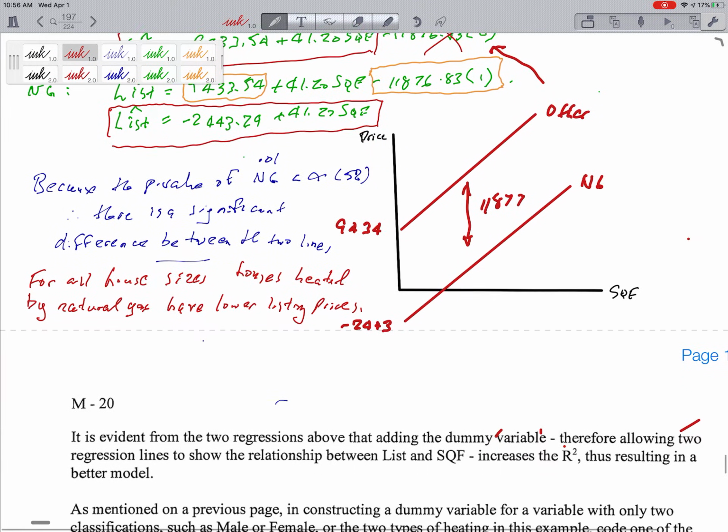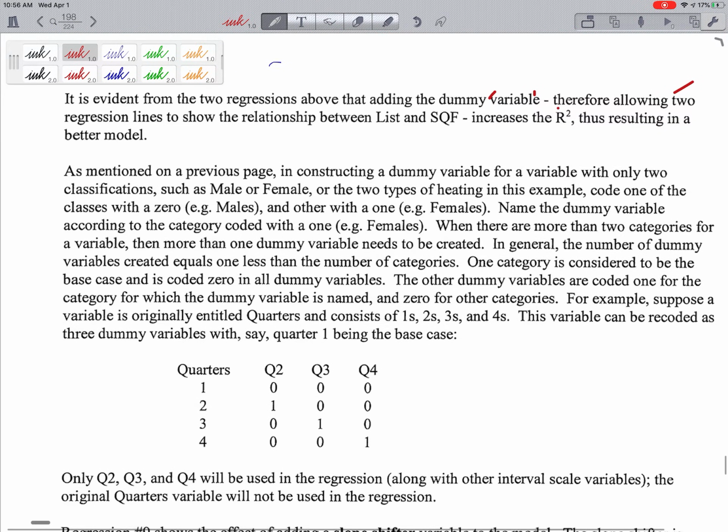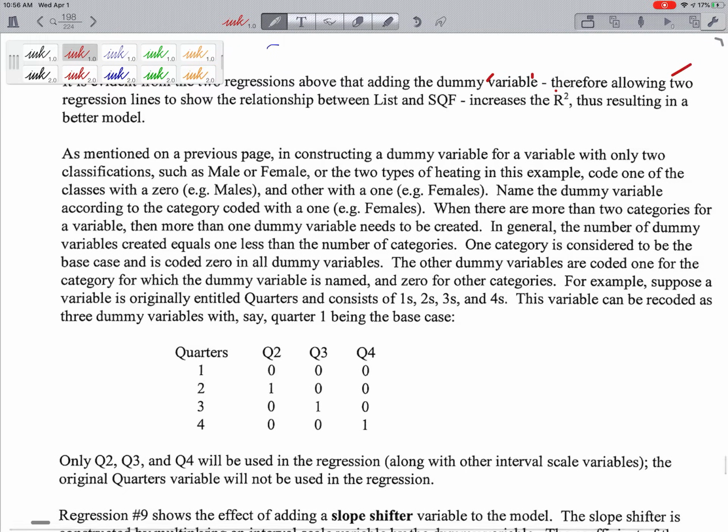Just before we do that, I want to take a bit of an aside and talk about how you deal with problems where you have a nominal variable that has more than two categories. In this particular example, what if we're looking at quarters? What you do is set one of the quarters, in this case quarter 1, to be the base case.